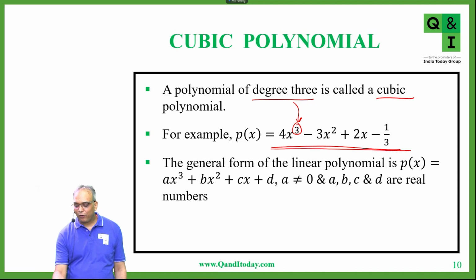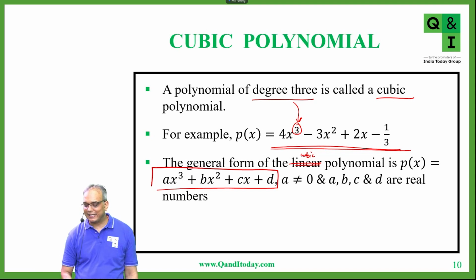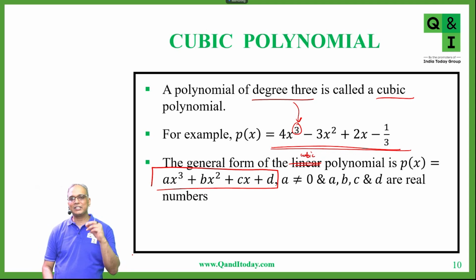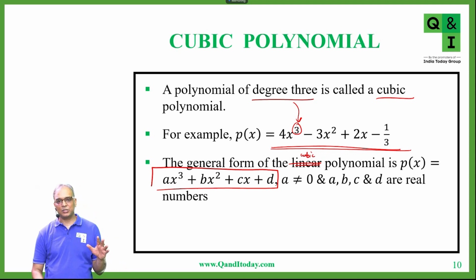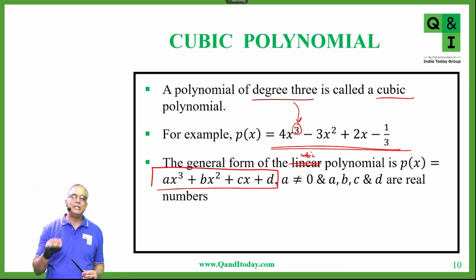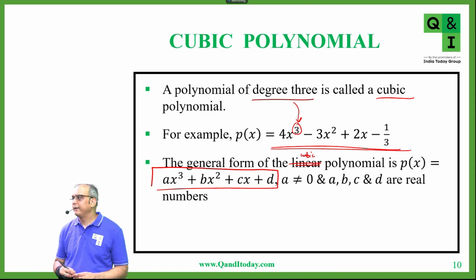The general form of a cubic polynomial is ax cube plus bx square plus cx plus d, where a is not equal to 0, because if a is 0, then the term with x cube will become 0 and it will no longer remain a cubic polynomial. That's why a should not be equal to 0, and a, b, c and d are real numbers. Clear?